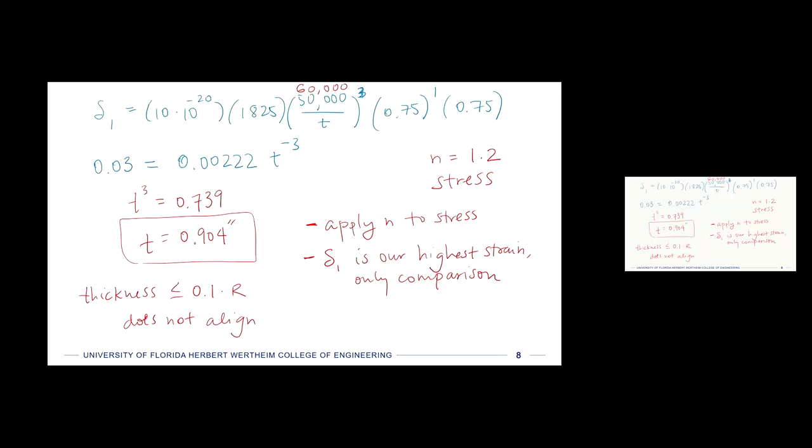Okay, so if we really wanted to use these assumptions, we would have to go back and modify our expression for the hoop stress, because the hoop stress that we used was for a thin-walled pressure vessel, and so it would be a more complicated expression. So we should go back and redo the problem, because our answer does not align with our assumption of a thin-walled pressure vessel. Okay, so that's one solution to this problem.